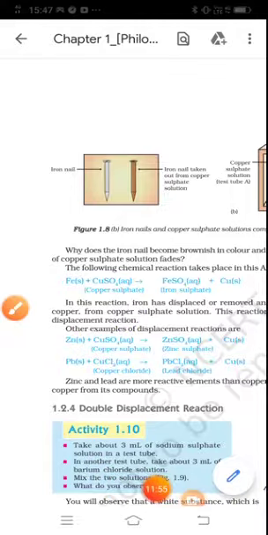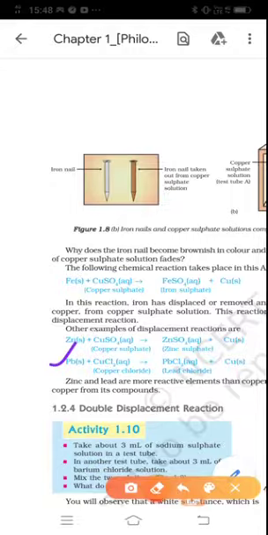Here Pb means lead. Lead will combine with copper chloride to form lead chloride and Cu. You are also observing here that Pb is a lead metal, CuCl2 also, and now Cu is replaced by lead, and the products are PbCl2 and Cu. This means one element will displace another. Zinc and lead are more reactive elements than copper.